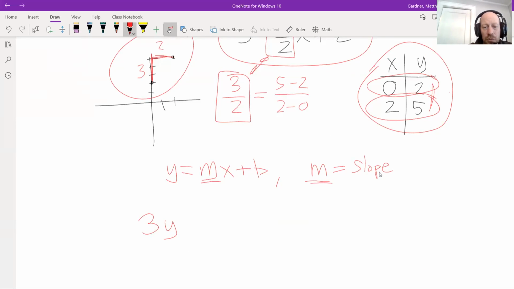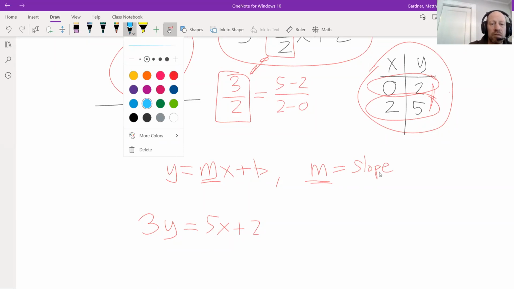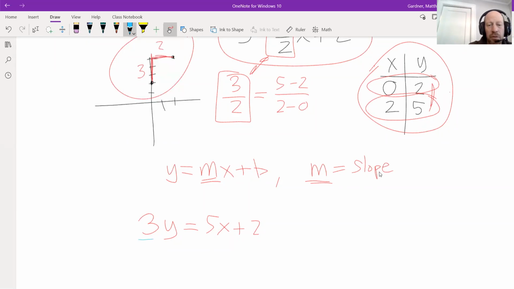So let's say 3y equals 5x plus 2. The slope there is not 5 because it's not written in the right form. Right, I've got this 3 here. I don't want that 3 there, so I'm going to divide both sides by 3. Now I have y equals 5/3 x plus 2/3. That's in the right form, so 5/3 is my slope.